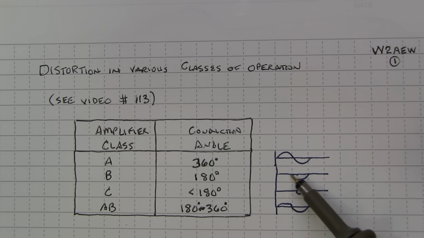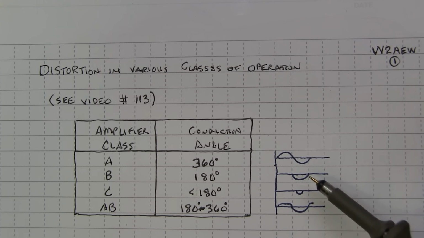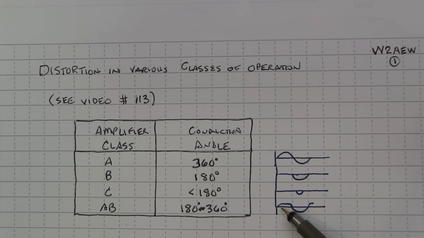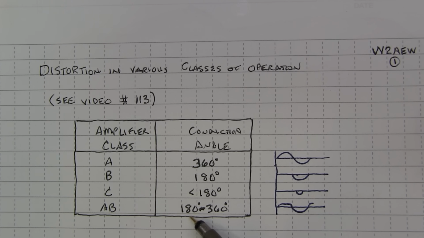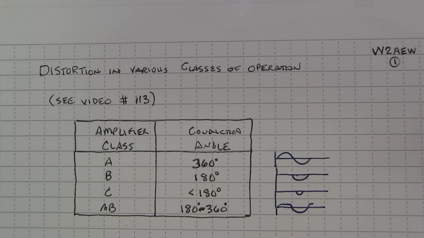So the transistor is cut off for half of the cycle and is on for the other half. Class C, it's less than 180 degrees. And then Class AB is kind of between A and B, where you'll have some conduction, about at the positive half cycle, for example, and fully on the negative half cycle. So something between 180 and 360 degrees.